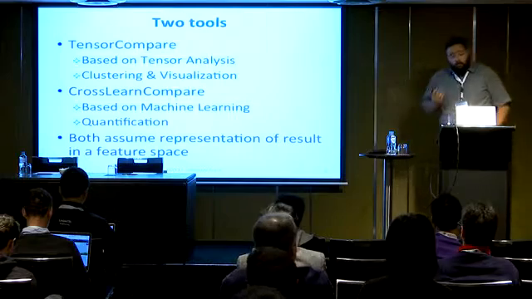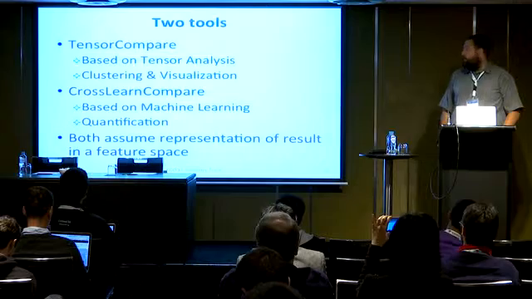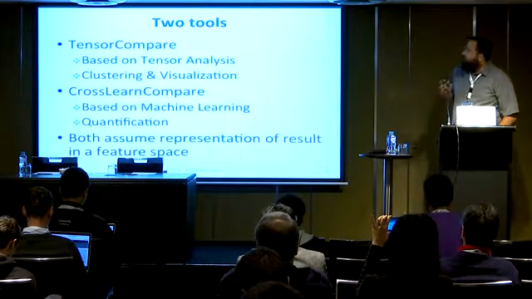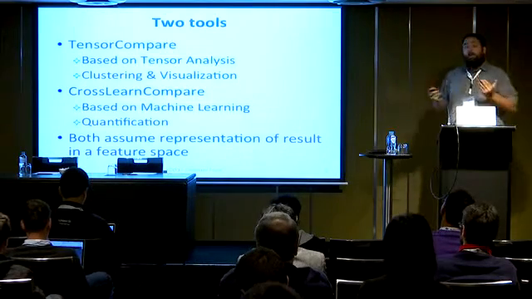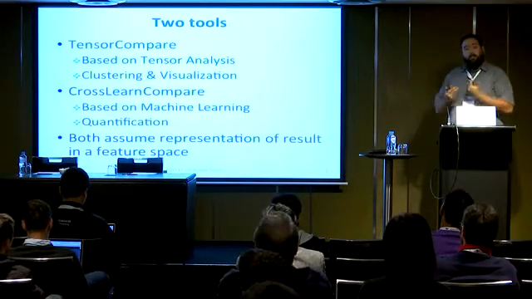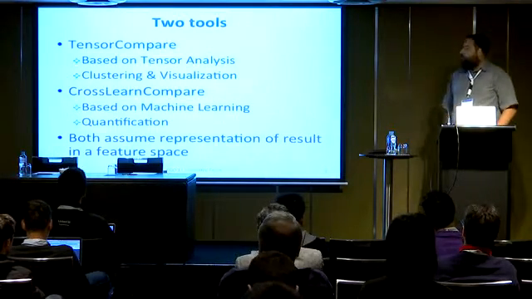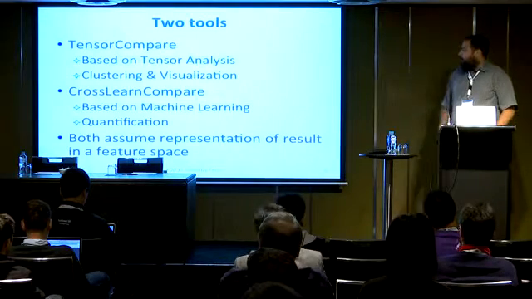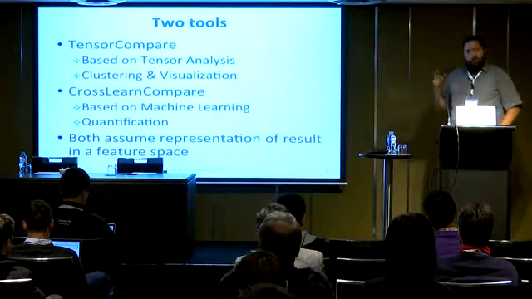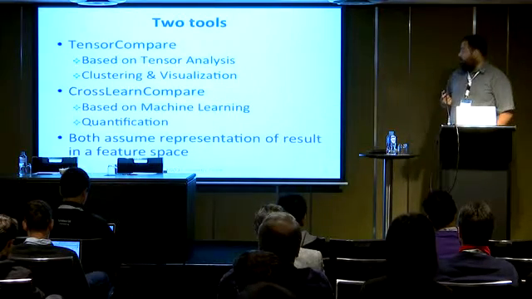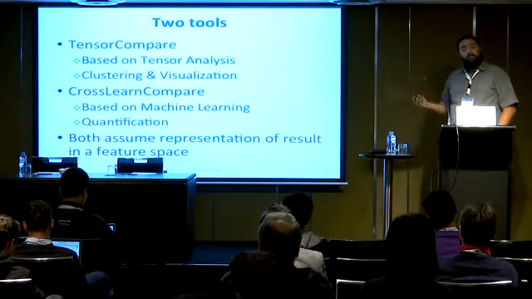So the first tool we call Tensor Compare, and it's based on tensor analysis. I'm going to define that in order, if you don't know what that means. And it gives us some sort of clustering, visualization perspective of different search engines and helps us understand differences and similarities. And the other tool we call Cross-Learn Compare, and it's based on a simple machine learning idea. And it further quantifies the overlap in the results of search engines. Both assume some kind of feature representation of the results, which I'm going to leave vague for now, but I'm going to exactly define what that is after I describe the tools.